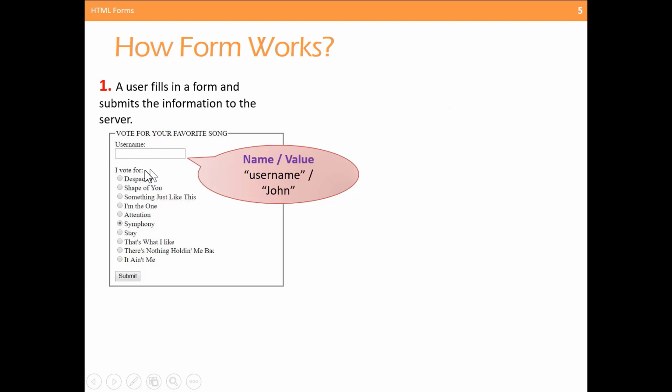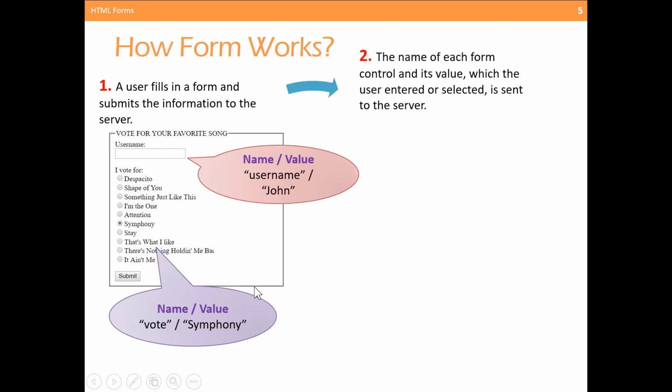Then he starts to vote for the following. When he casts his vote, if he were to choose symphony as his choice, then there is a name and value pair, vote being the name of this variable, and then the value, whatever he chose, for example, in this case, symphony. Now, this input entered by the user will be sent to the server.